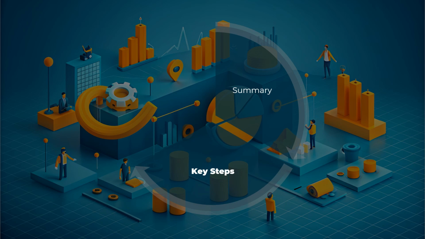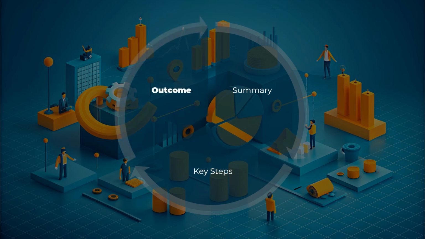Continuously seek to improve project processes and outputs using techniques like root cause analysis, benchmarking, and feedback loops. These steps form a comprehensive approach to defining and managing project quality. Finally, let's discuss the expected outcomes of applying these principles.